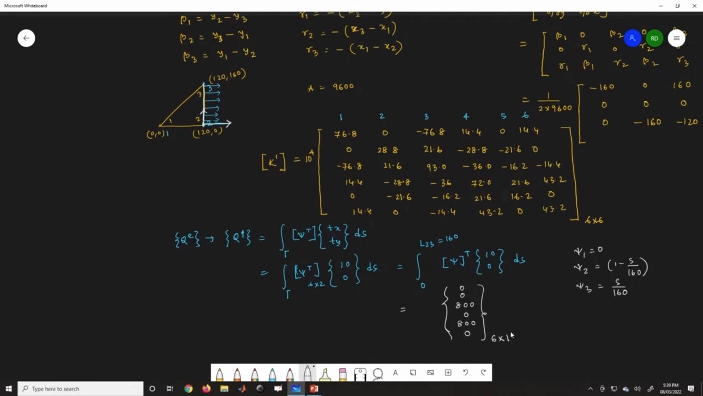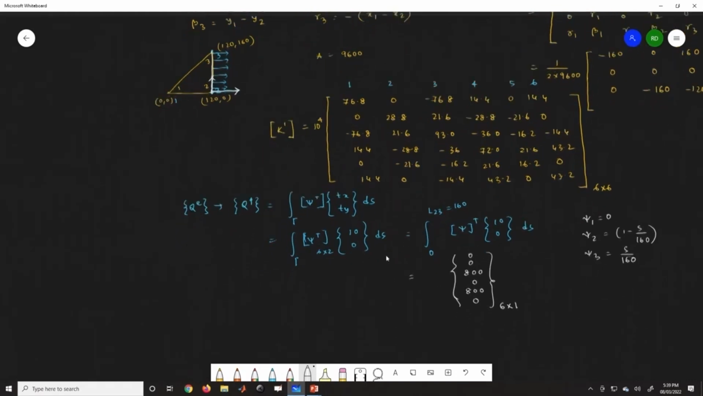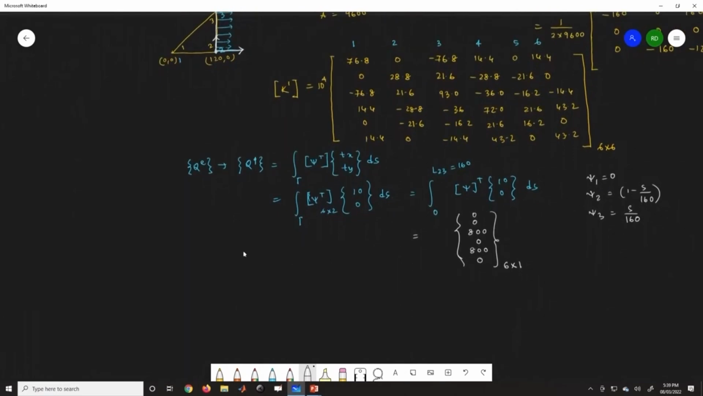Now once I know the traction vector, the elemental equilibrium is something like this: Ke times UE, that is your nodal degrees of freedom, equals QE.